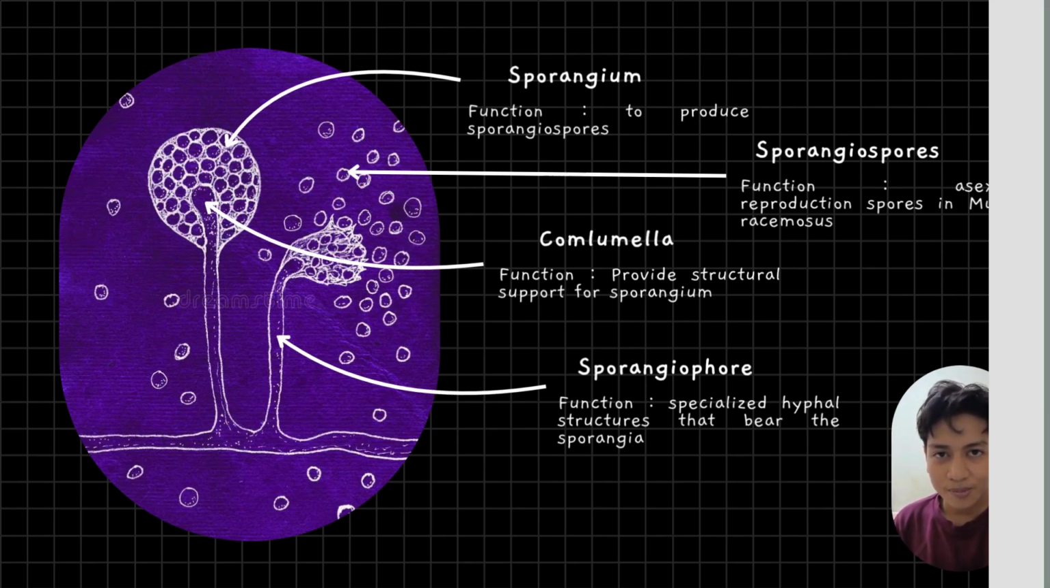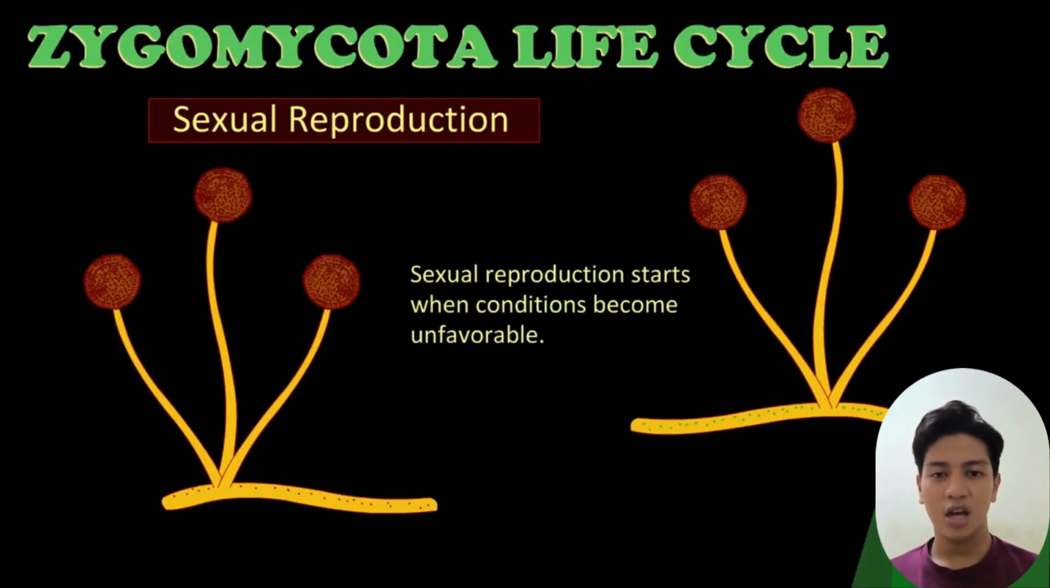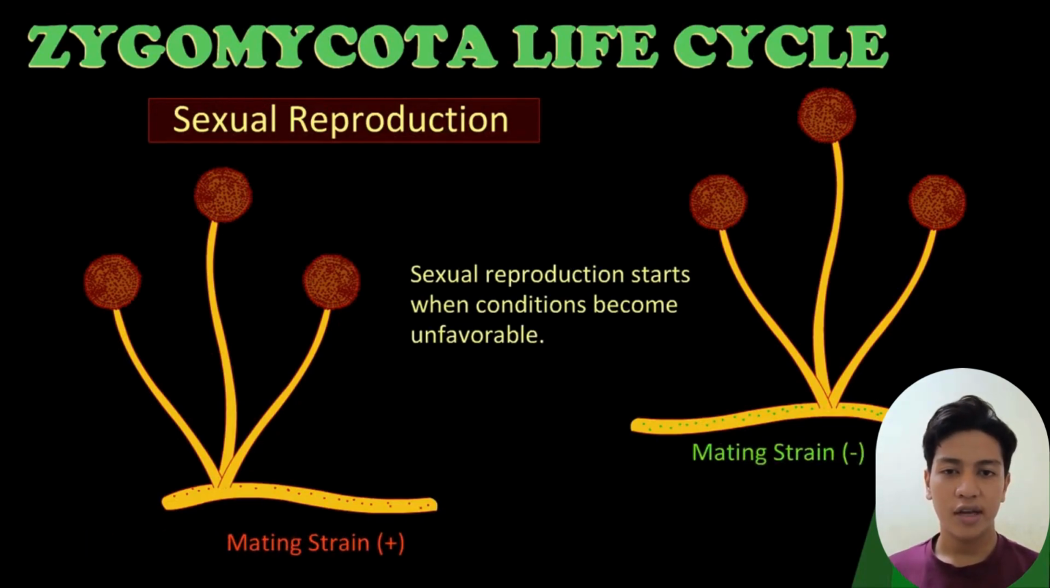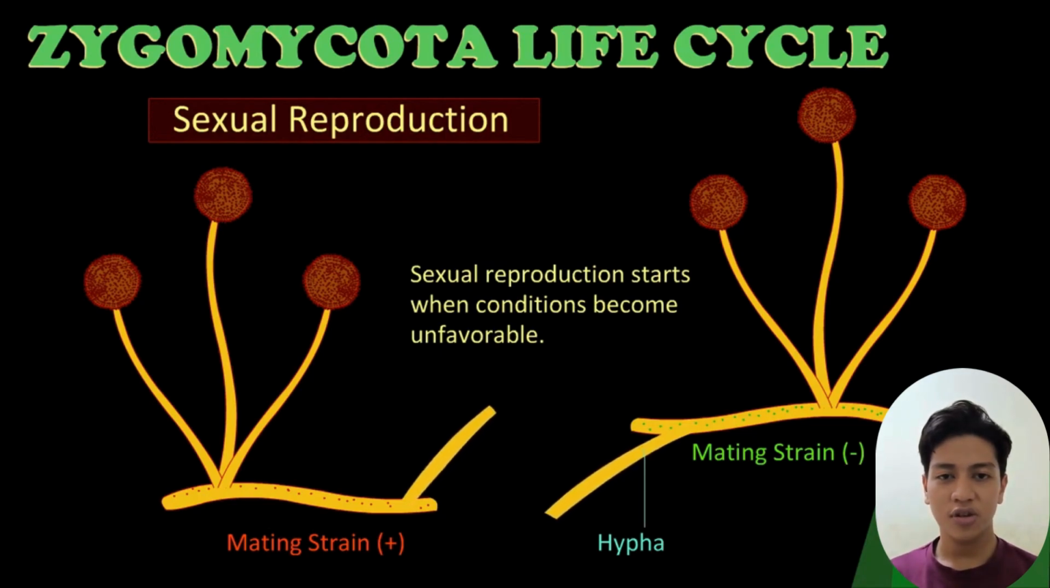Thank you. With me again, in this section, I will explain more about the reproduction of Mucor racemosus. As we know, fungi do both sexual and asexual reproduction, the same as Mucor racemosus. Here is a short video that I will explain based on.